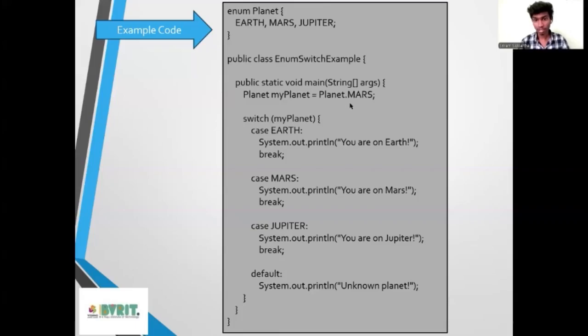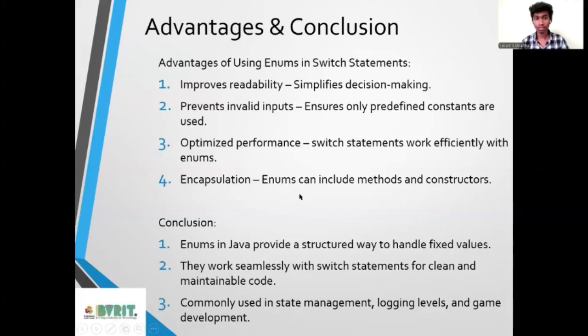As we are invoking Mars from this enum using the dot operator, the case statement will catch Mars. This will be executed: System.out.println prints "You are on Mars". So this will be printed and we will get out of the switch statement. We are going to the next part.